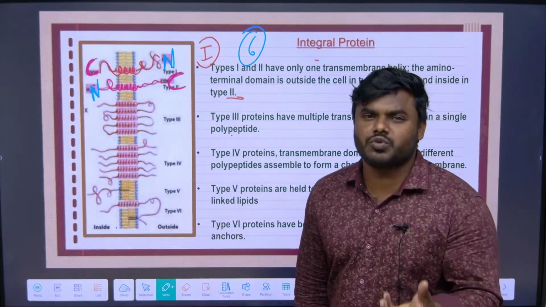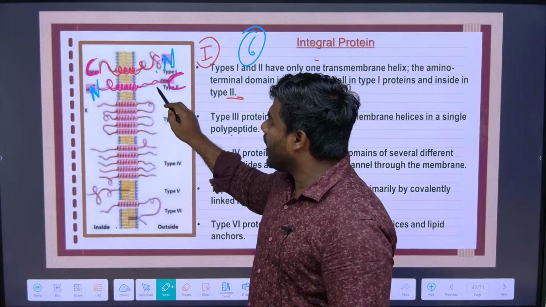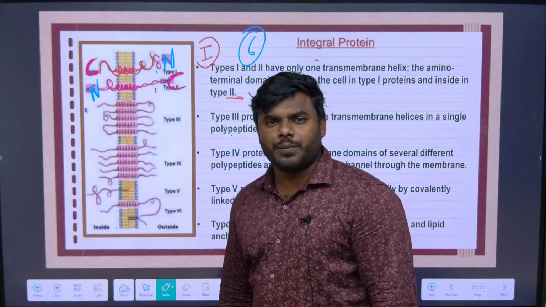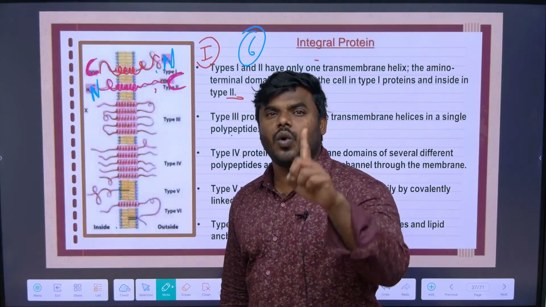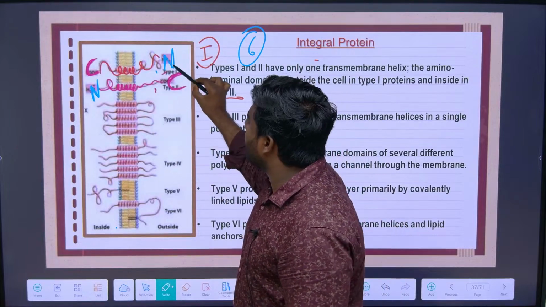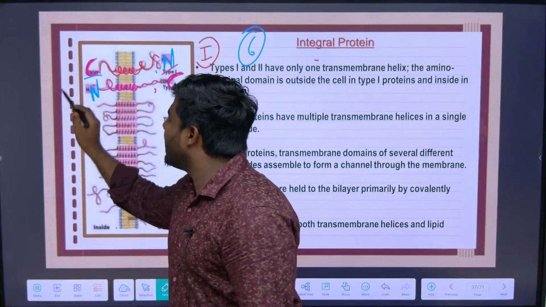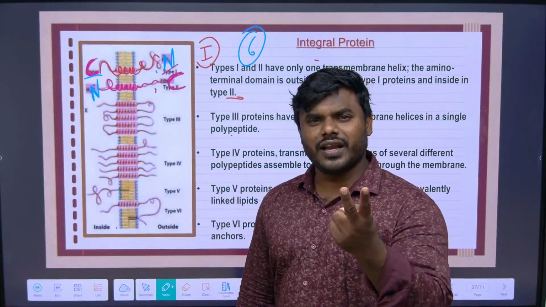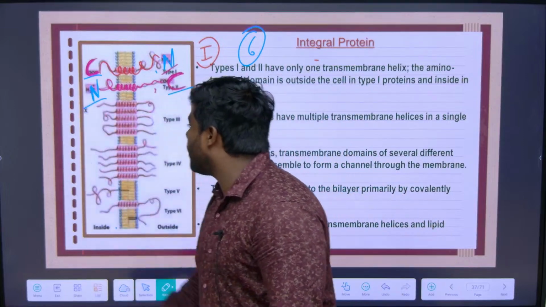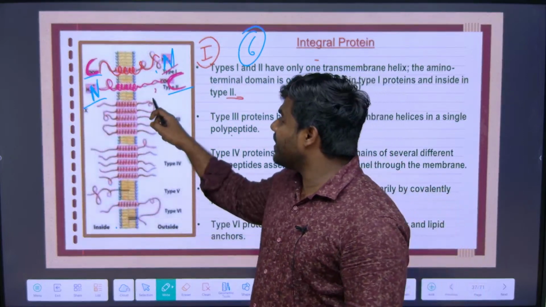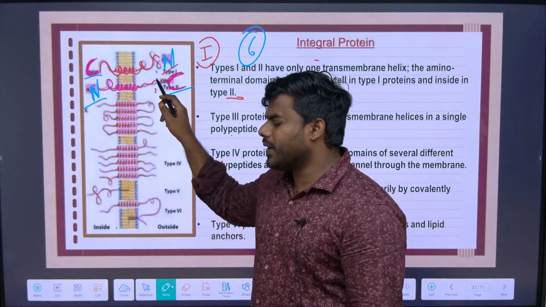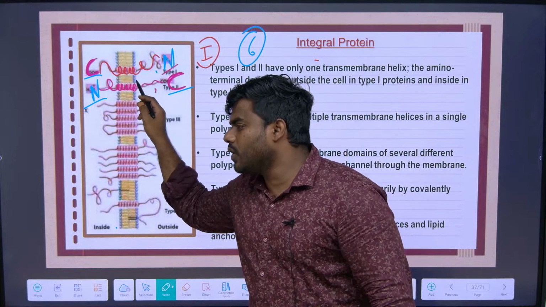Once again, every student remember, there are 6 types of integral proteins present on the membrane depending on their arrangement. When we consider the type 1 and the type 2, both transpan the membrane only one time. When you consider the type 1, the N-terminal domain is located outside, the C-terminal domain located inside. When we consider the type 2, the C-terminal domain is located outside, the N-terminal domain located inside. This is type 2 integral membrane protein. There is no need to get confused over there, and it is easy to understand.